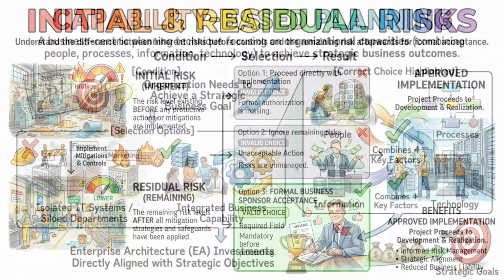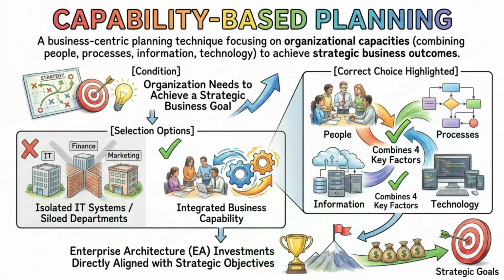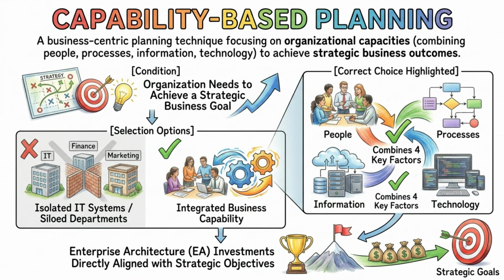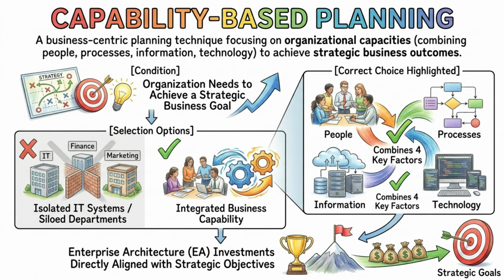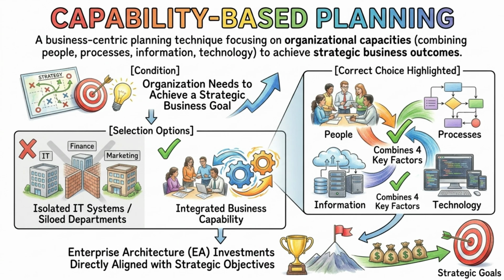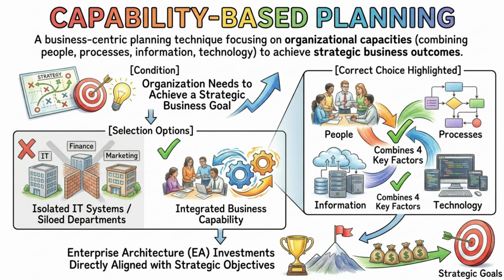Capability-based planning is a business-centric planning technique that focuses on capabilities rather than isolated IT systems or departmental silos. A business capability represents the capacity for an organization to achieve a specific business outcome, combining people, processes, information, and technology. Capability-based planning aligns enterprise architecture investments directly with strategic business objectives.